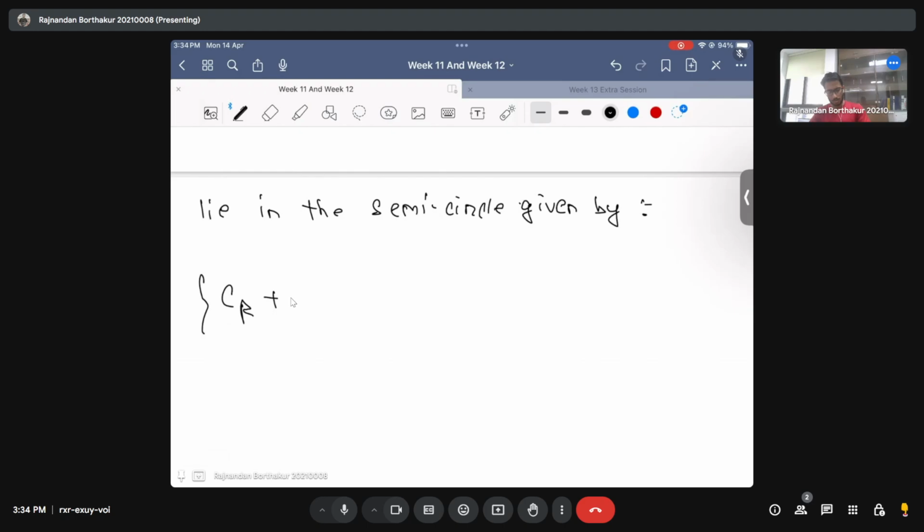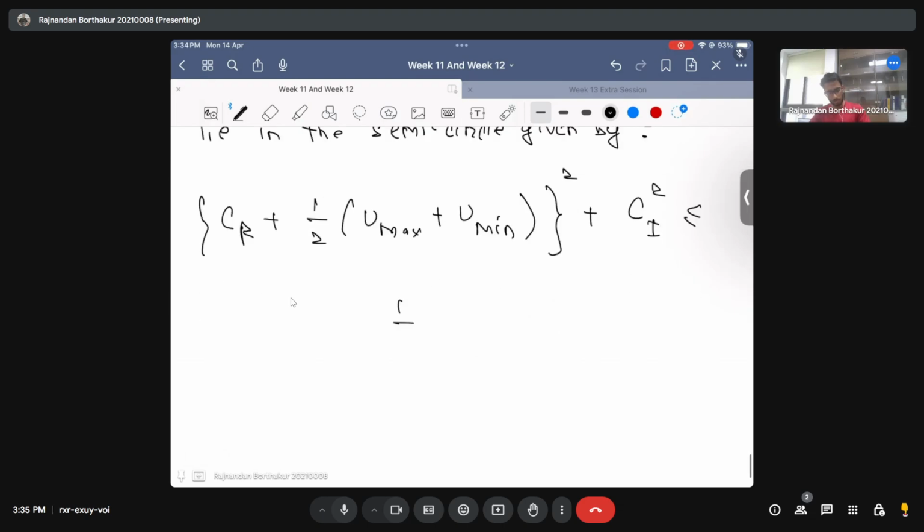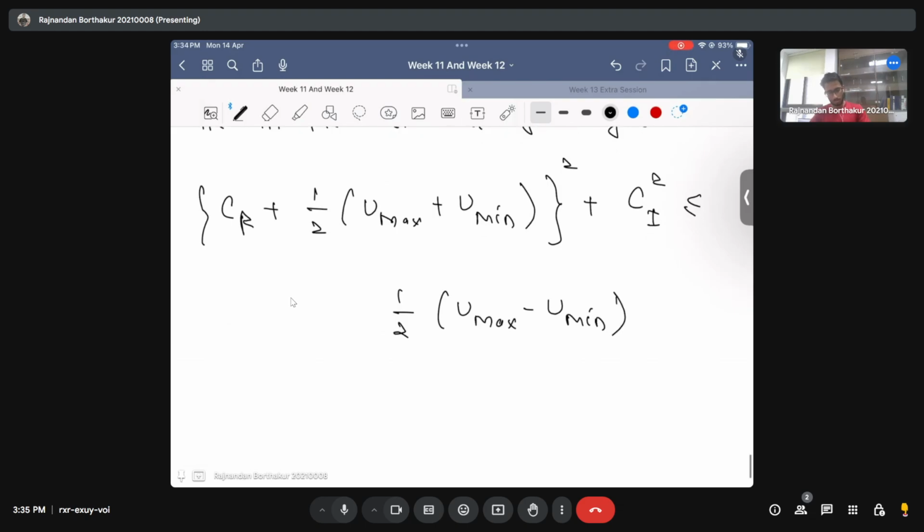Where this semicircle is just (Cr minus (U max plus U mean)/2) whole square plus Ci square, where Cr is the real part of C. This should be less than or equal to half of (U max minus U mean) whole square. So this is the equation of the semicircle where C must lie in order to have instability.